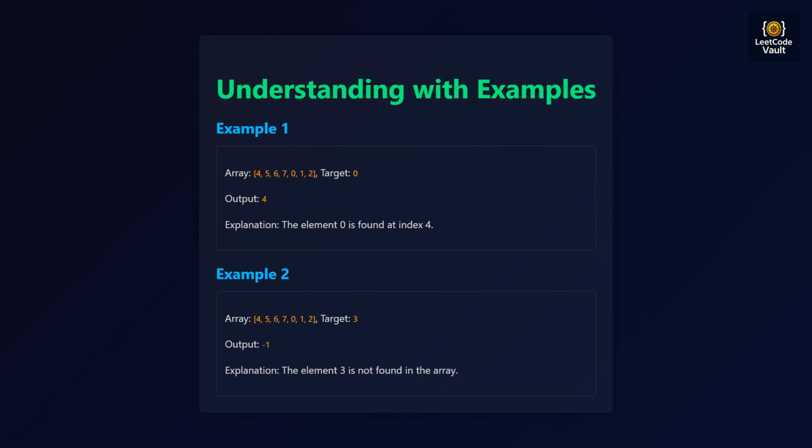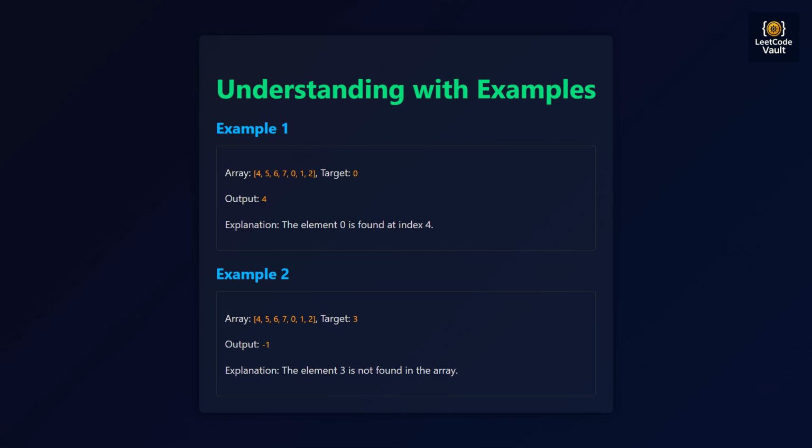Another example. If the array was 1, 3, 5, 7, 9, which is already sorted, and the target is 3, we know the index of target is 1. But what if the array is rotated? Let's consider 9, 1, 3, 5, 7, and the target is 3. Notice how it's still in the array, but the initial sorted order is broken due to the rotation. Now that's the crux of the problem.